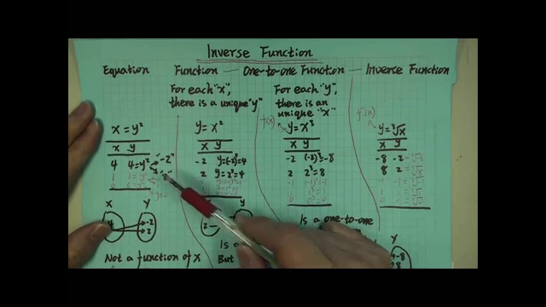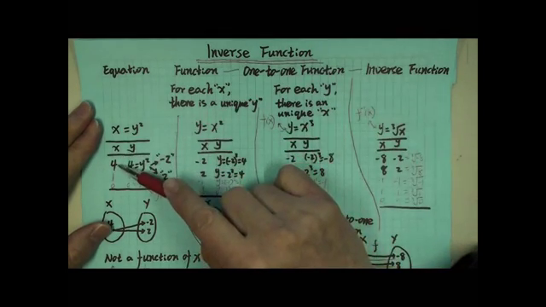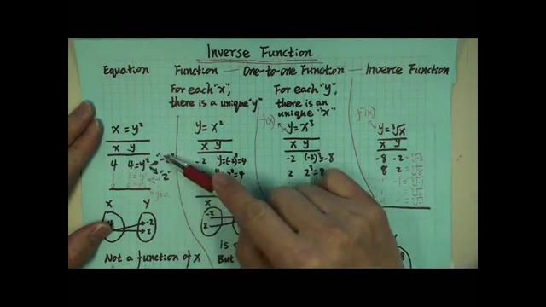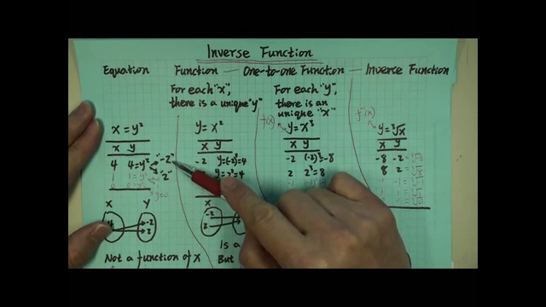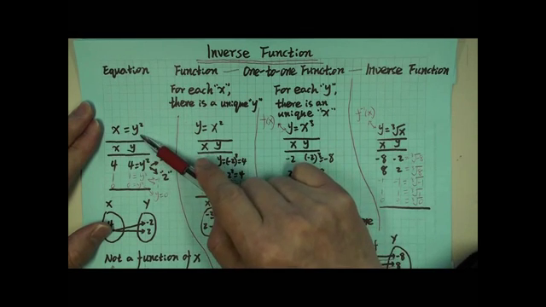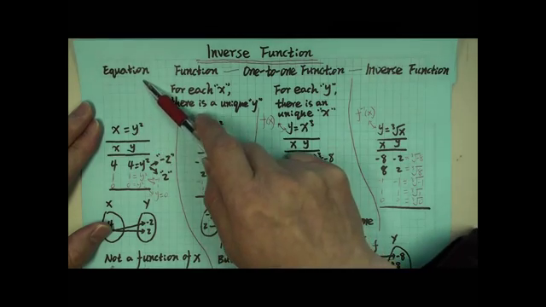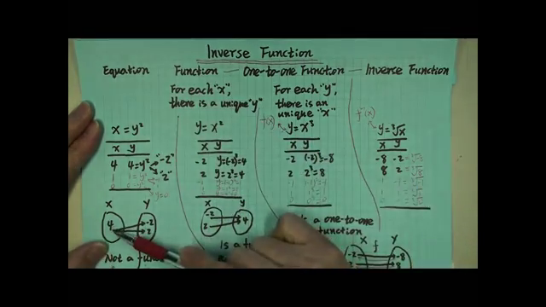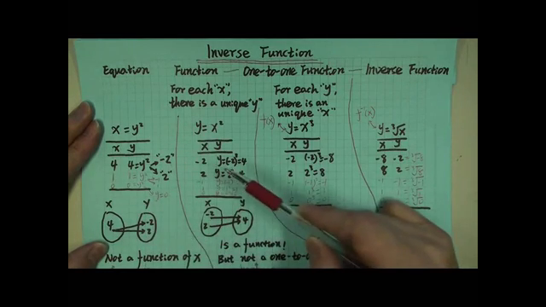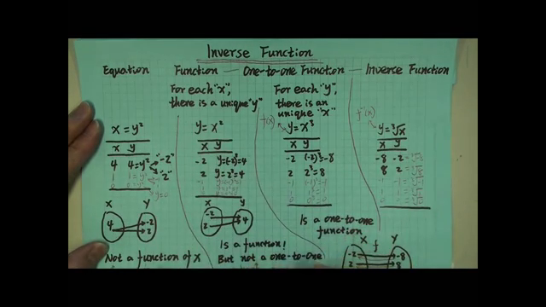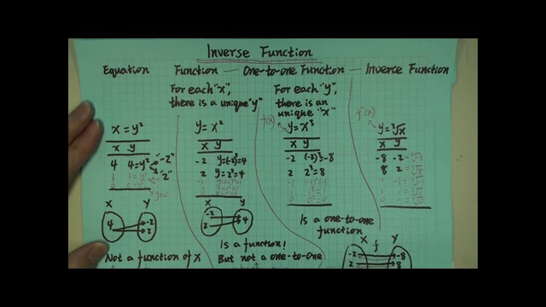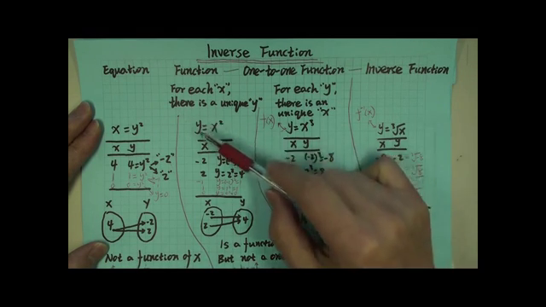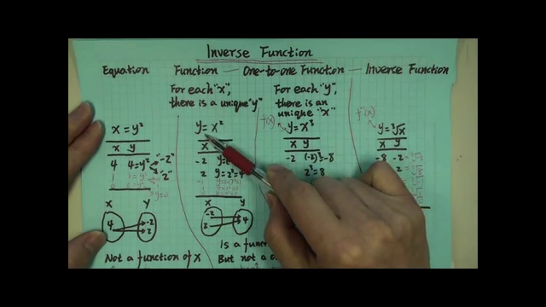So in this case, for x equals 4, you have 2 y's. This equation does not define a function, because 4 has 2 y's. So here we say not a function. And then this one is an equation.